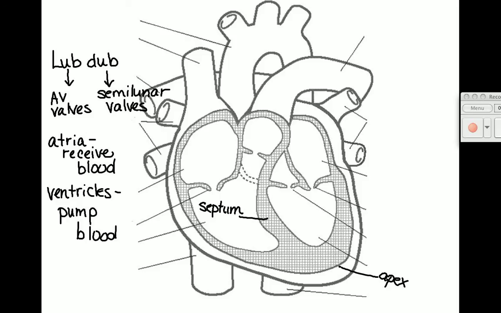And I think for this section, we are done. You do need to know the heart sounds and what they correspond to. You do need to understand the functions of both the atria and the ventricles. And you do want to make sure that you add both the septum and the apex to your diagram.